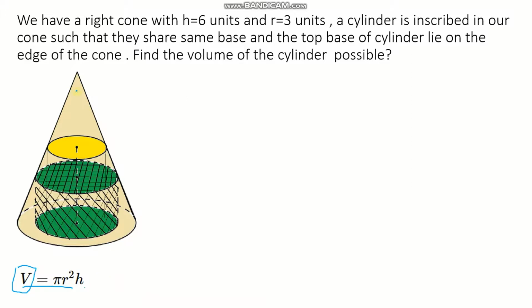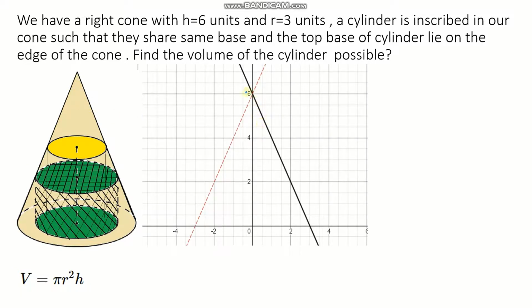We notice that the edge of our cone represents a straight line rotated about some axis. So let's say we have a line that passes through 6 and 3. When this line is rotated about the y-axis, it forms a cone of height 6 and radius 3. So this cone is the same as the rotation of this line about the y-axis. Now we need to find the equation of this line. The equation of a line is y equals mx plus b. Since our line passes through 0, 6, its y-intercept is 6, so we have y equals mx plus 6.